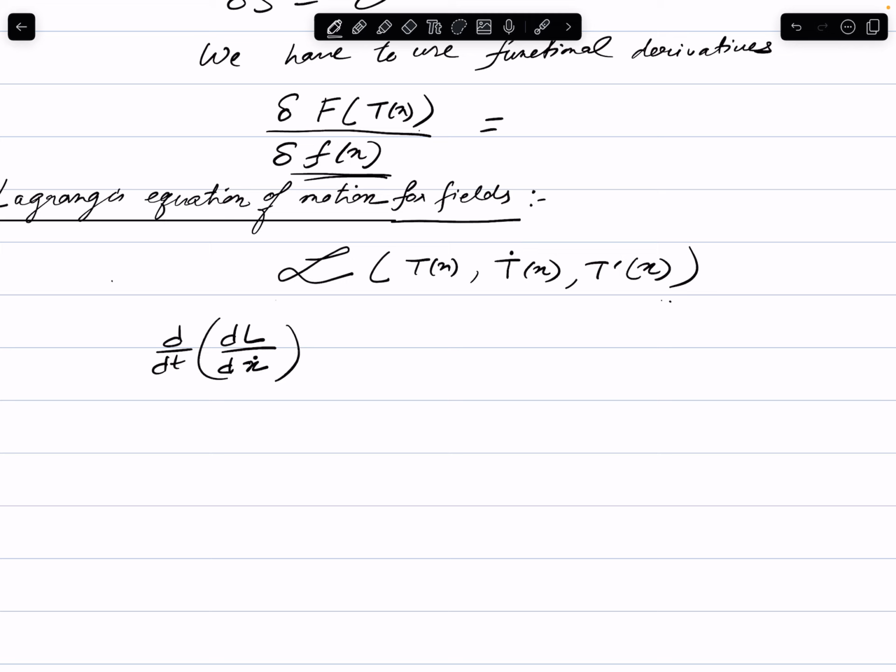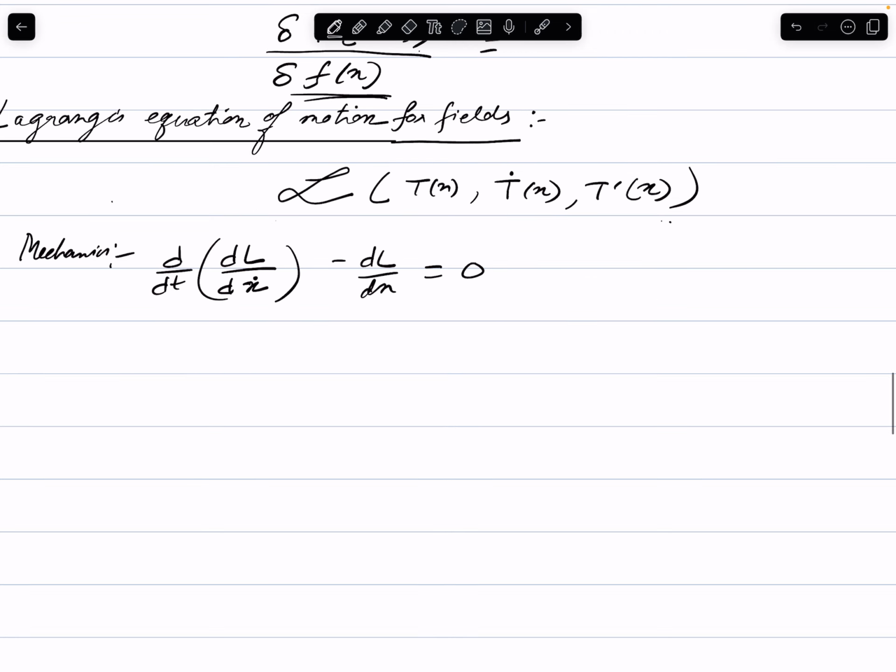This was for mechanics. Just for comparison, I'm writing this minus dx was 0. And in this case, the main thing that changes is now I have space and time on the same footing, right? Space and time at both levels. So I will have del L del t dot, this guy, del t, and I will also have minus del L del t equals 0.